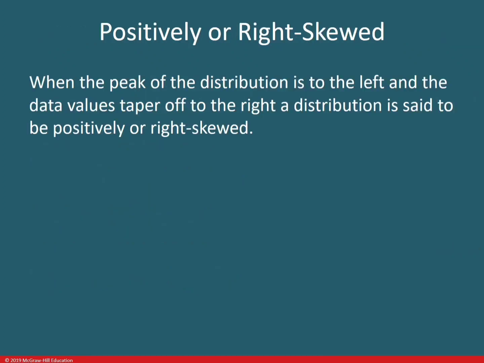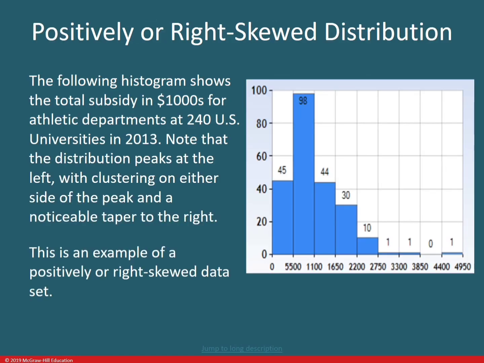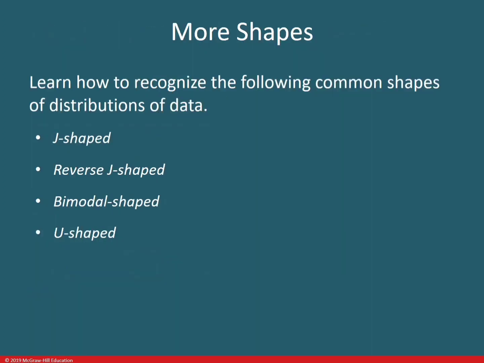So you could imagine what a right skewed would be. It's the opposite, right? When the peak of the distribution is to the left and the data values taper off to the right. So this would be a right skewed. And keep in mind that a right skewed and a J-shaped kind of look the same, but normally people don't talk about J-shaped. If you see a J-shaped, you would normally say roughly right skewed. But this is a right positively skewed or right skewed distribution.